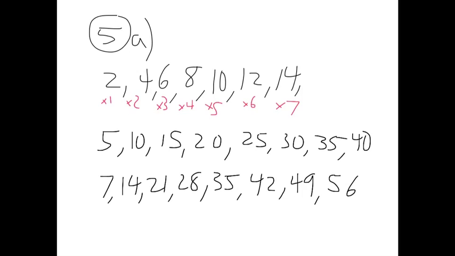Okay. So these are multiples of 2, 5, and 7. Let's talk about common multiples now. Common multiples would be numbers that appear in all 3 lists. Do you see any common multiples between all 3? Not yet, so we have a problem. I mean, you can see some common multiples between 2 and 5. What would those be?